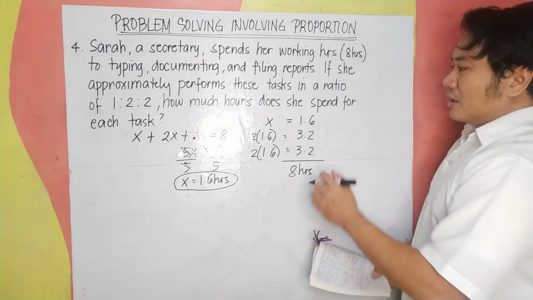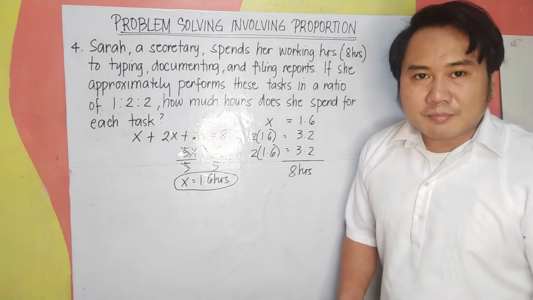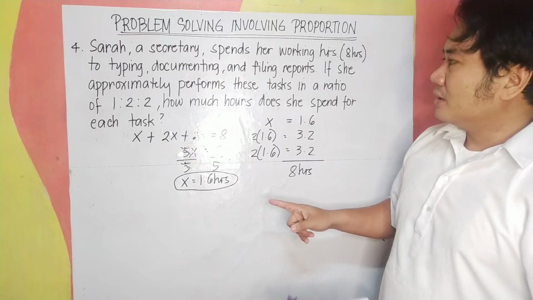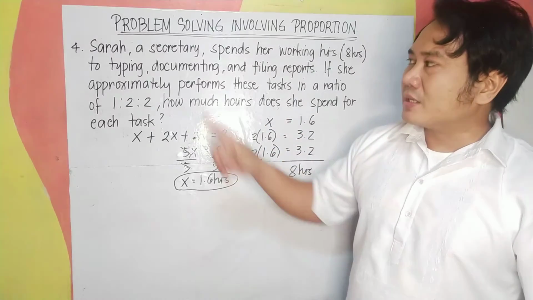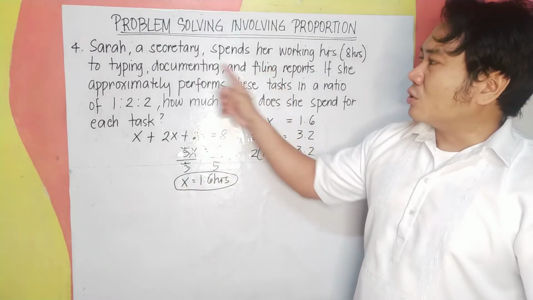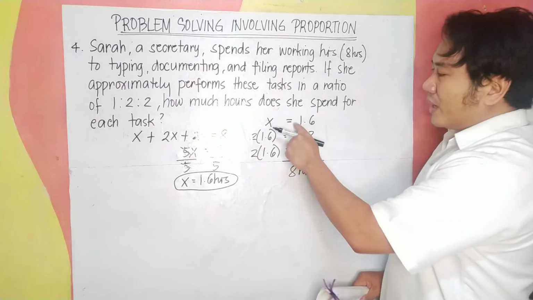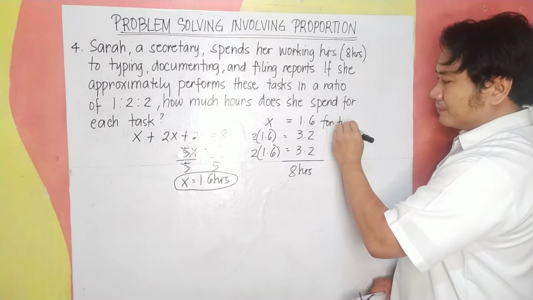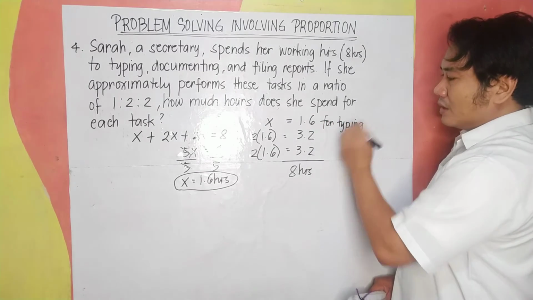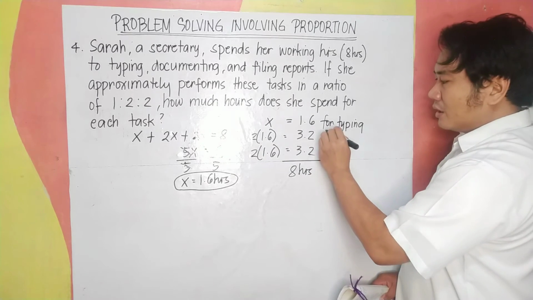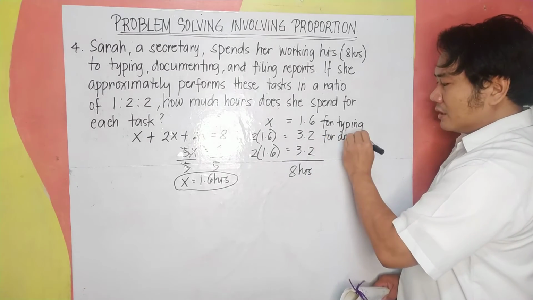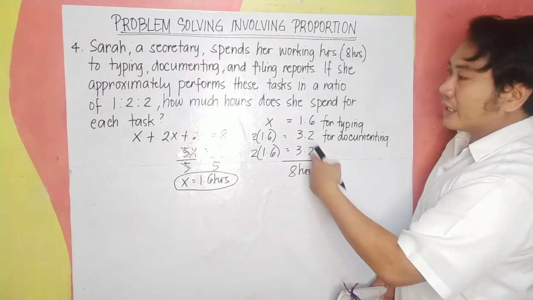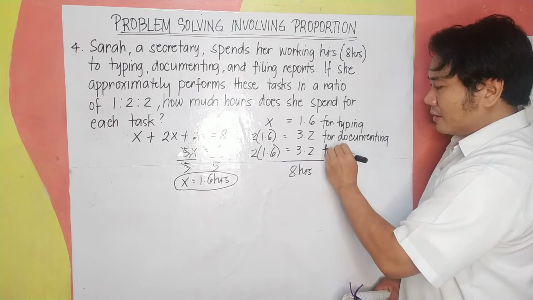So, assuming 8 hours siya nagtatrabaho, doing typing, documenting, and filing reports, the number of hours Sarah spends to do these tasks are 1.6 hour for typing, 3.2 for documenting, and another 3.2 for filing.